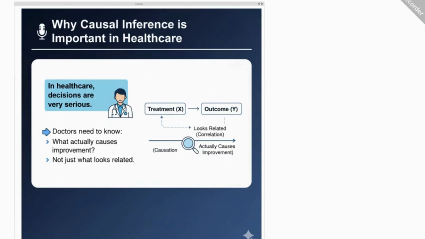The core idea of causal inference is to ask: if we did not give this treatment, what would happen? This is called counterfactual thinking. Simple meaning, what would happen in an alternate reality.